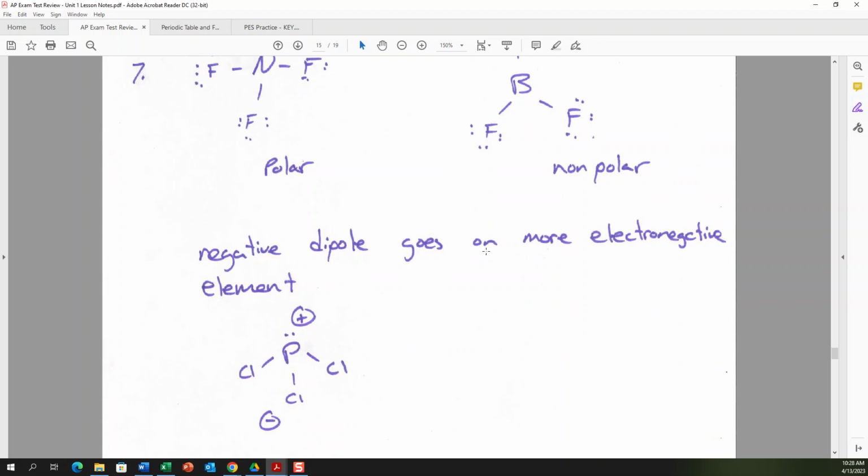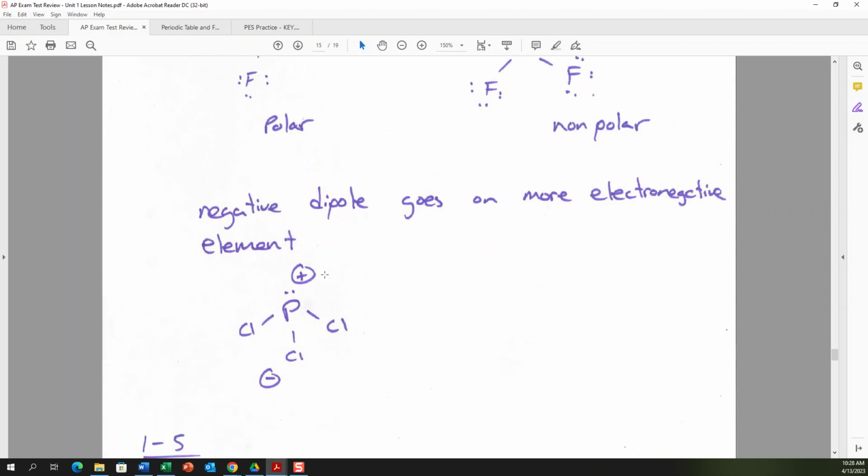All right. So how do you know where the pole goes? The positive pole goes on the less electronegative element. The negative pole goes on the more electronegative element. So be careful here. A lot of kids want to put a negative pole here because there's a lone pair. That's not why there's a negative pole. A negative pole is just on the more electronegative element because the more electronegative element is able to pull on those electrons.